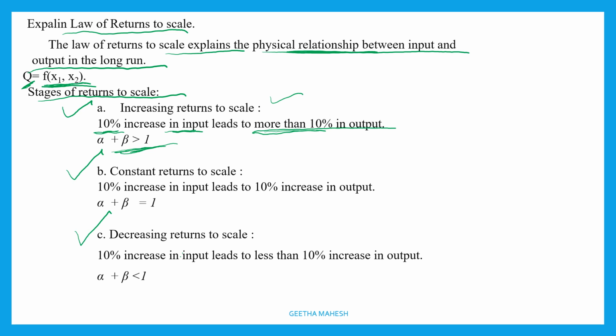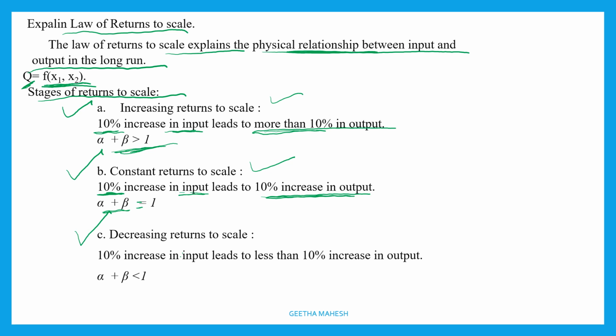Next one is constant returns to scale. Here it means that a 10% increase in input leads to a 10% increase in output. According to the Cobb-Douglas production function, alpha plus beta should be equal to 1.